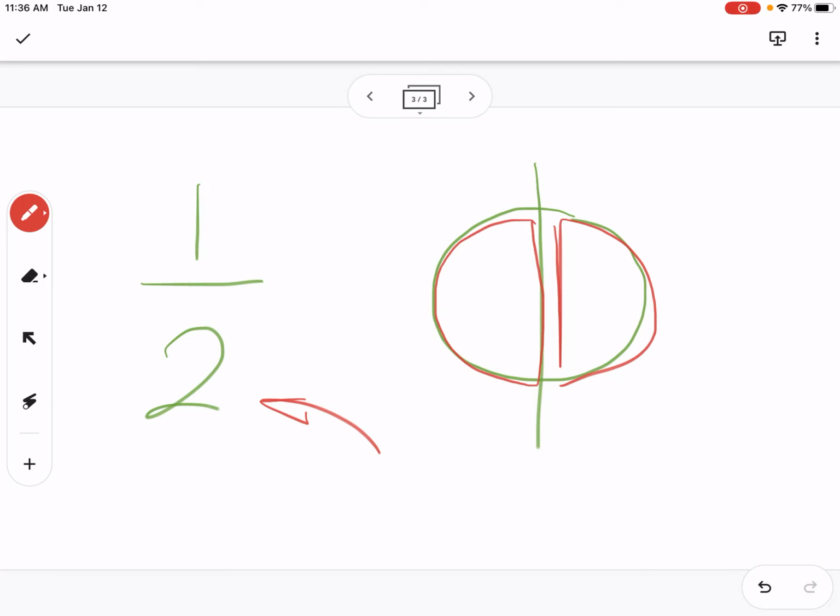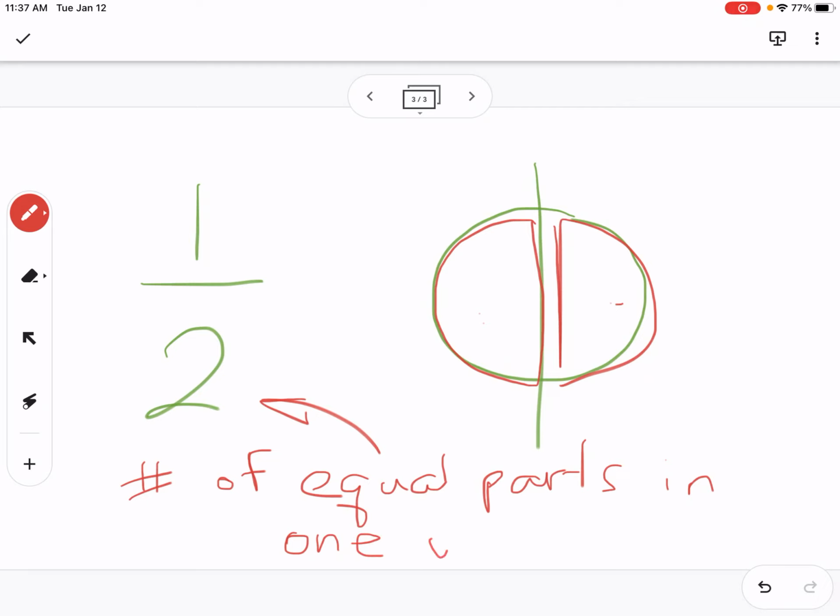The bottom number, we already know it's called the denominator, but now the meaning of it, the bottom number tells us the number of equal parts, and notice that those 2 parts are equal to each other. They're the same size. They look identical to each other. The number of equal parts in, now here comes the important part, in one whole.